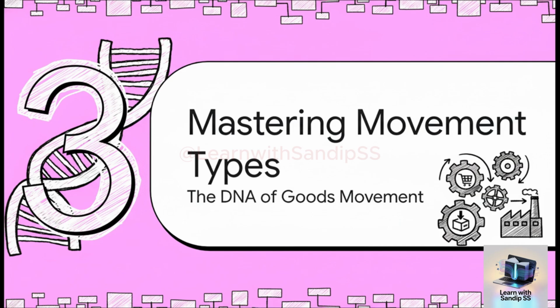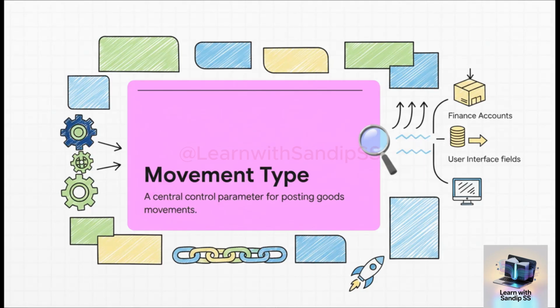It is that critical. So the formal definition is that it's a central control parameter, but what does that really mean? It means it dictates everything. Which financial accounts get hit, how inventory quantities get updated, which fields the user has to fill out, and even what follow-up actions might happen automatically.